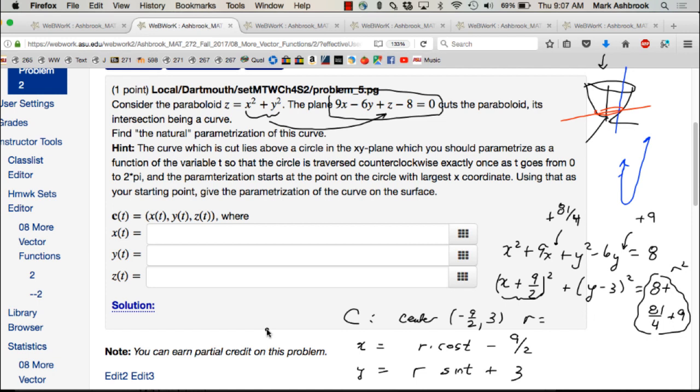So whenever you have a projection in one direction, the projection of the intersection is a circle or an ellipse. That's your cue to use cosine and sine in those two variables. Use cosine and sine. Yes, please.